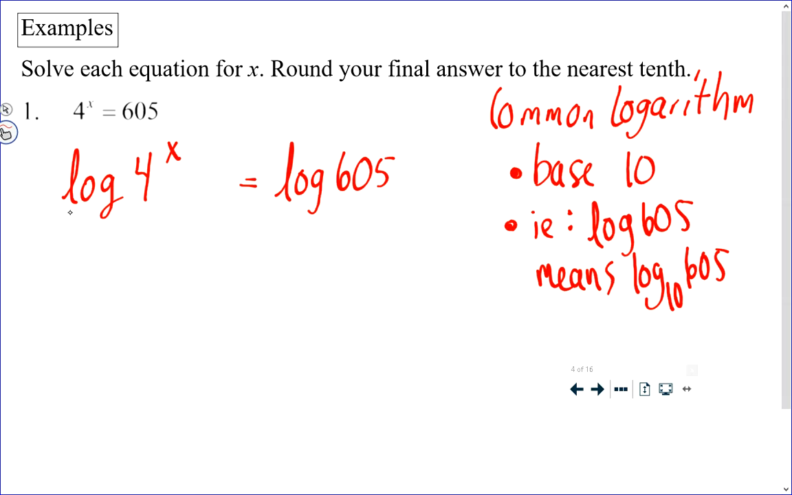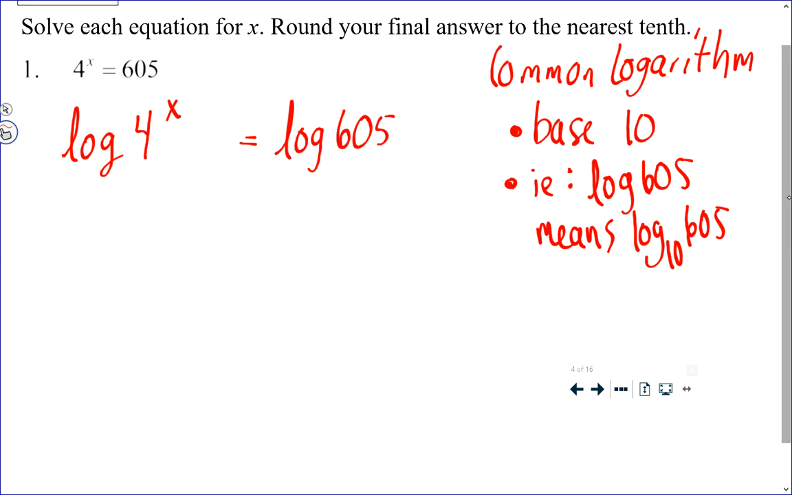Before we proceed, I want to point out to you that this question asks us to find the answer to the nearest tenth, but I also expect you to be able to find an exact value. So what we're going to do for all of our examples is calculate it in decimal form, but also express it as an exact value before we use the calculator. All right, getting back to the problem, we've taken the logarithm of both sides.